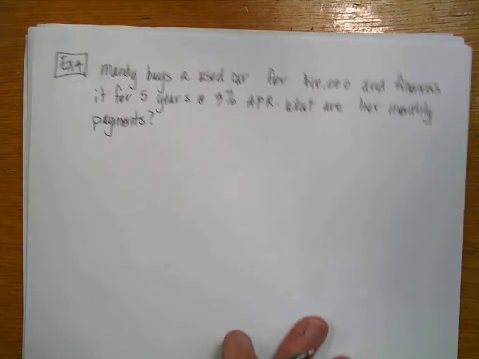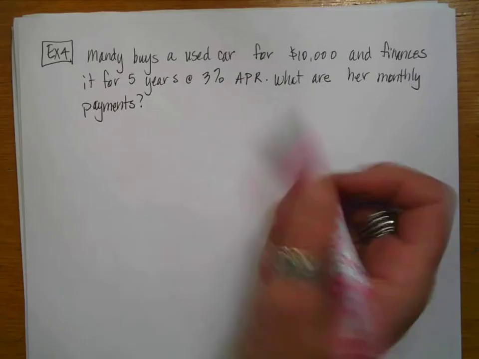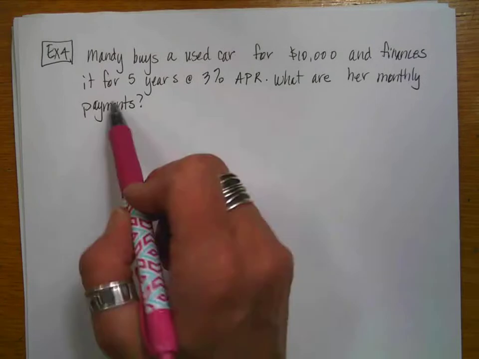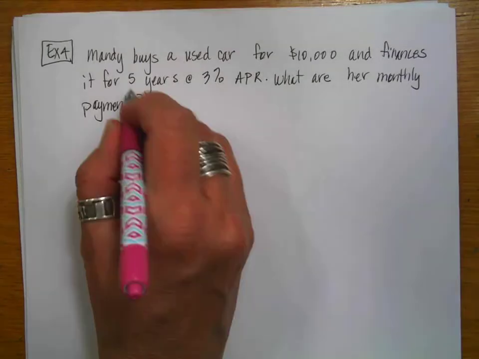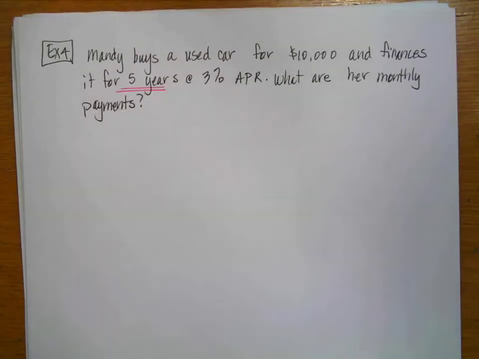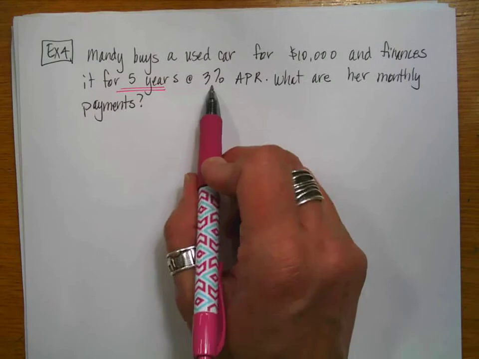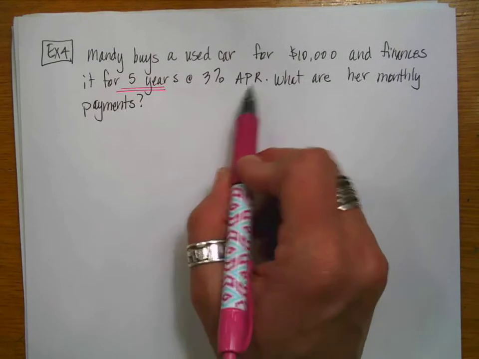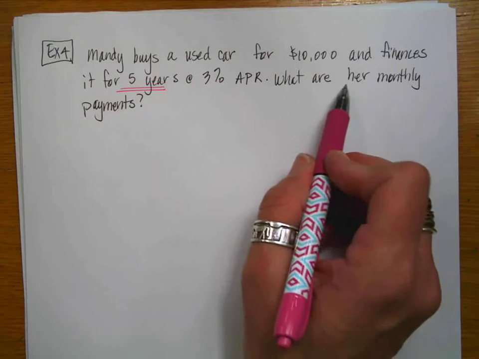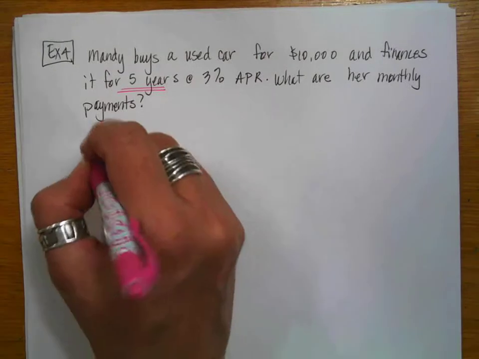All right, one last example. In this one, Mandy wants to buy a used car for $10,000. She's going to finance it for 5 years. This is the typical amount of time that you finance a car, and then she's going to finance it at a 3% annual percentage rate. What are her monthly payments?